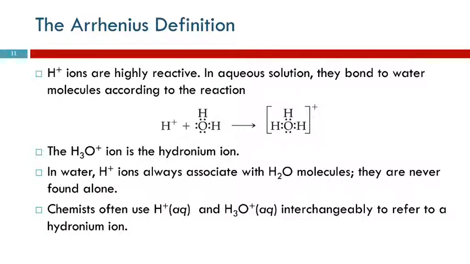Hydrogen ions are highly reactive. Let's think about what a hydrogen ion is. Start with a hydrogen atom. How many protons does a hydrogen atom have? 1. How many electrons does a hydrogen atom have? This isn't a trick question. 1. Okay, so a hydrogen atom is 1 proton and 1 electron.